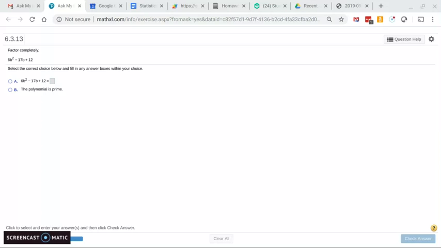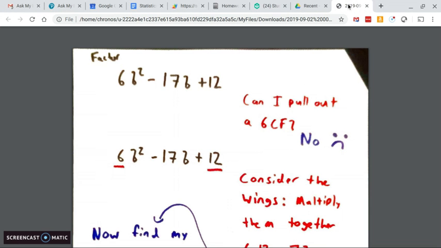Okay, this is question number 6 on homework 5. And so we're asked to factor this trinomial completely. And this is my solution technique here.